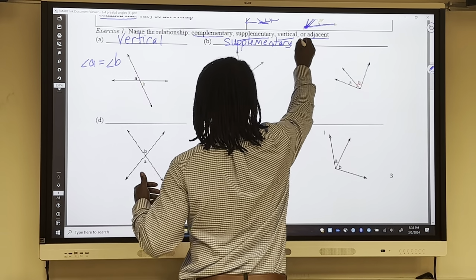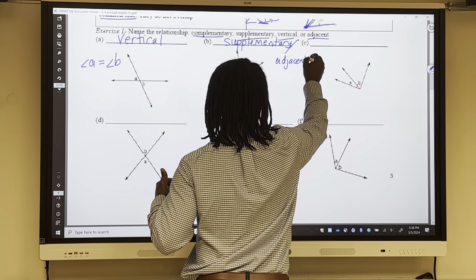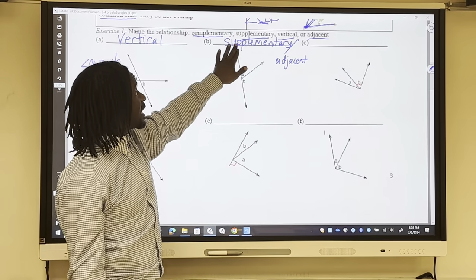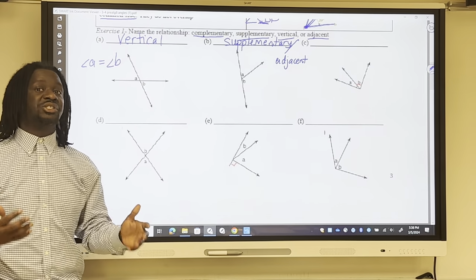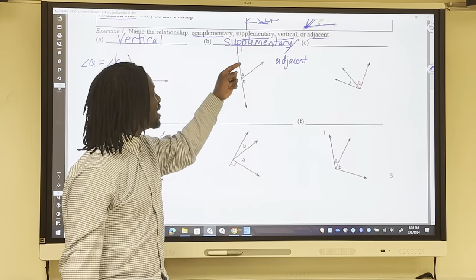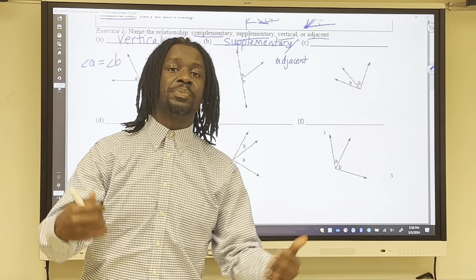But they are also adjacent because they share this line. So these are supplementary, but they also are adjacent. If you put adjacent, you're not wrong. But because they do form this straight line, you do need to know that they also are supplementary.